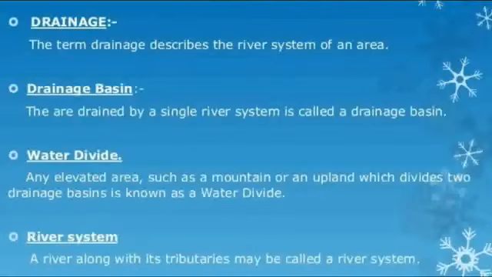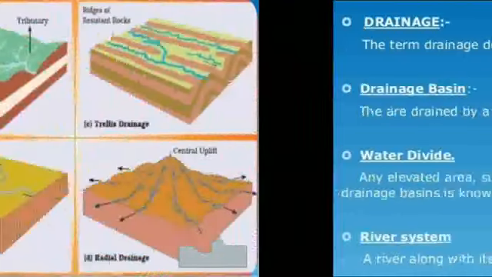We'll start it with some terms like drainage. Drainage is basically described as the river system of an area. Another term is drainage basin. The area drained by one single river is called a drainage basin. A water divide is an elevated area like a mountain or an upland that separates two drainage basins. Another term is river system. A river along with its tributaries is simply called a river system.